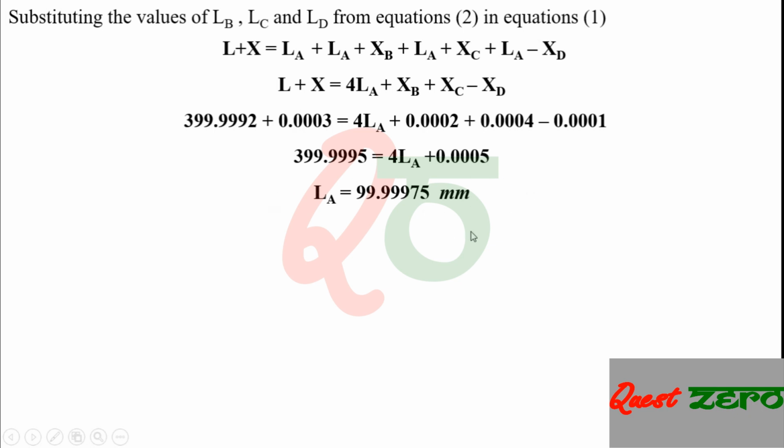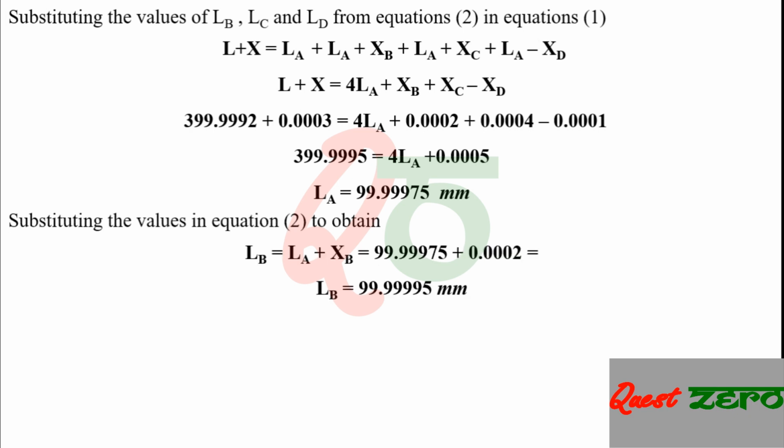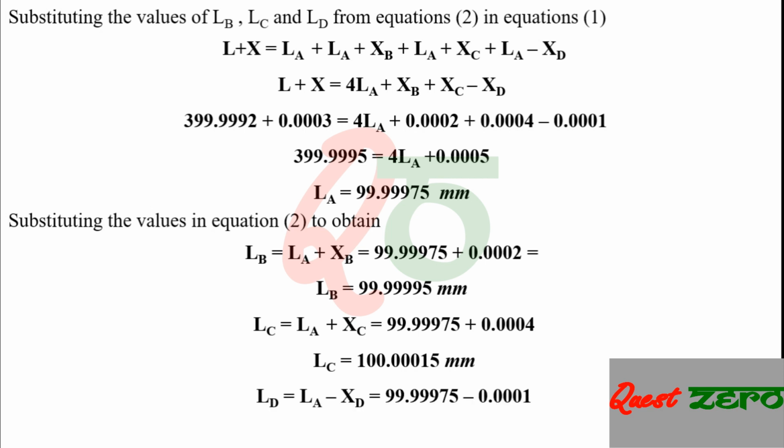LA value will be 99.99975. So once I have the value of LA, I can substitute into equation 2 to obtain LB, LC and LD. So what is LB? LA plus XB. XB value is 0.0002 mm. So 99.99995 mm. LC is LA plus XC. 99.99975 plus 0.0004 will give you LC as 100.00015 mm. And finally LD equals LA minus XD, which is equal to 99.99975 minus 0.0001 mm.